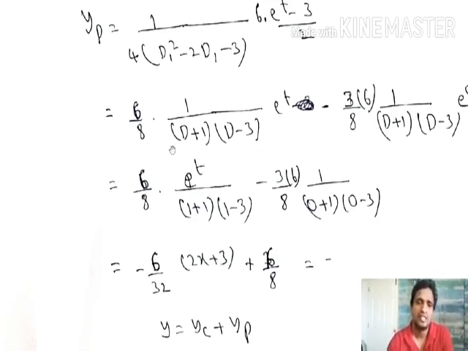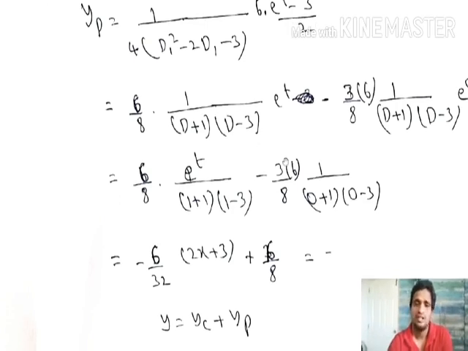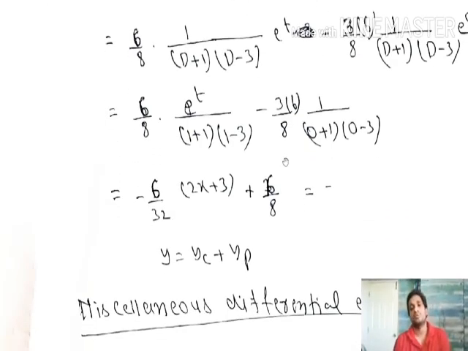The first term will be 6 by 8, and I have factored this polynomial into two values, that is (D plus 1) into (D minus 3). The second one also (D plus 1) into (D minus 3). Here the e power t function is there, in the second one the e power 0t function is there. Whenever e power at, we have to substitute in place of D, sorry, here it is D1, I have written D. Okay.